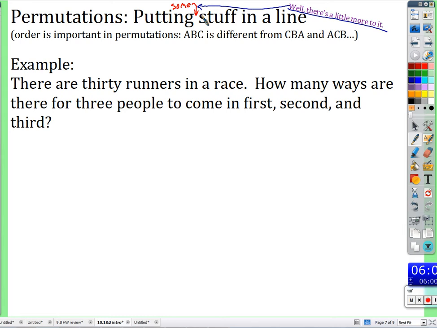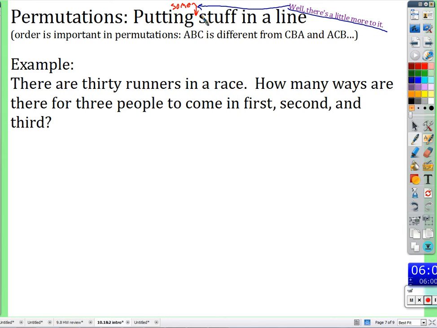There's 30 runners in a race. We're only going to talk about the top three finishers. So how many ways are there for three people to come in first, second, and third? We don't care about the rest of the people at all. If we wanted to find out how many ways can they all finish, would that be 30 factorial, right? But that's too much. We don't care about all those other positions.